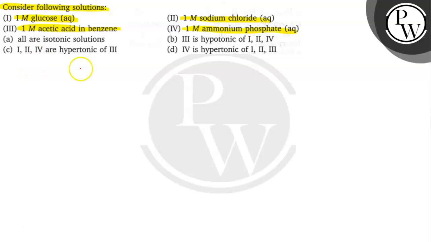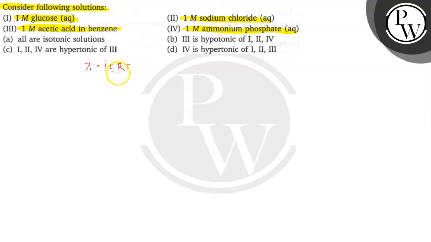First, we have four solutions and we have to find the correct option, and the options are all about osmotic pressure: either hypertonic, hypotonic or isotonic. We represent the osmotic pressure as pi, which equals i into CRT. Here T is temperature, R is the universal gas constant, C is concentration, i is the Van't Hoff factor, and pi is osmotic pressure.